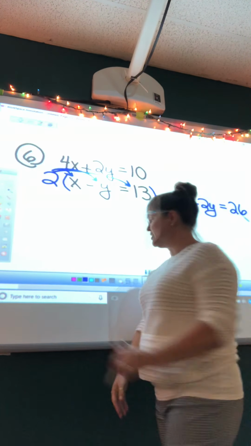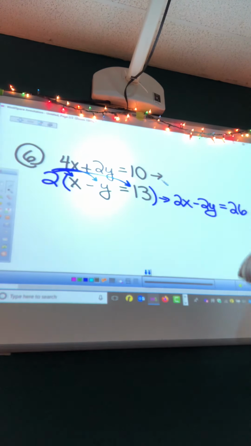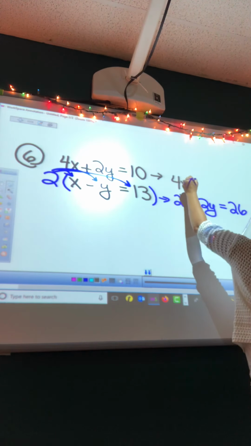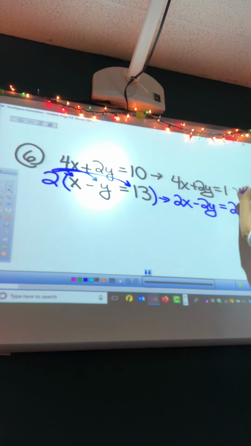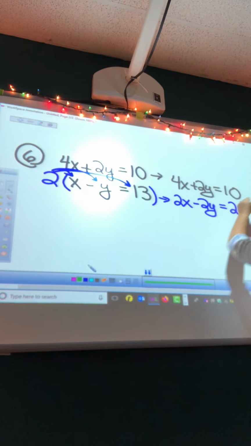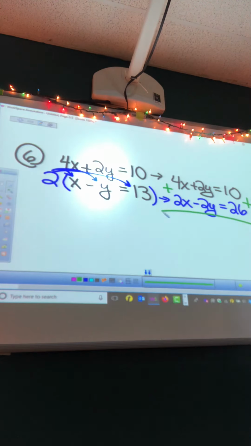That top equation I didn't change, right? I'm not going to change that, but I am going to rewrite it so that it's all up and down and looks nice and neat and ready to go. We didn't change the top one. So now, since I have a positive 2y and a negative 2y, I can add them together, and eliminate or cancel out or get rid of those y's.